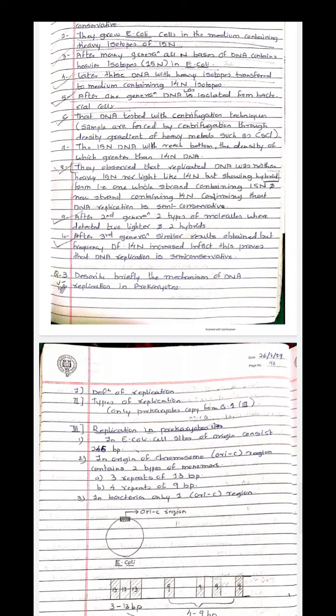In the second generation, they found that the two types of molecules were two lighter and two hybrid strands. After the third generation, similar results were obtained, but the frequency of 14N increased. In fact, this proves that DNA replication is semi-conservative.